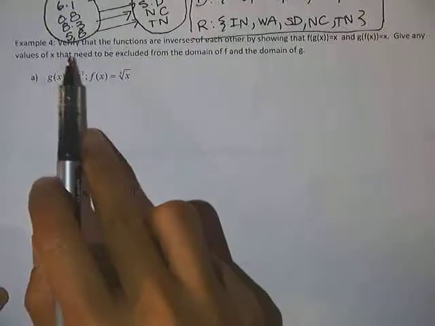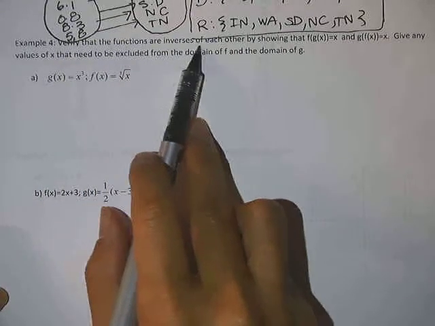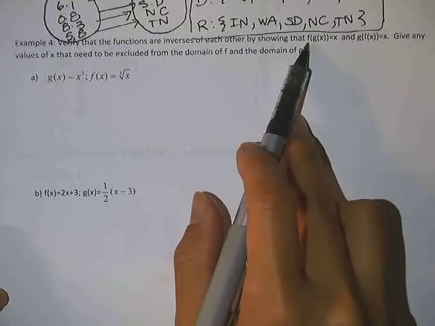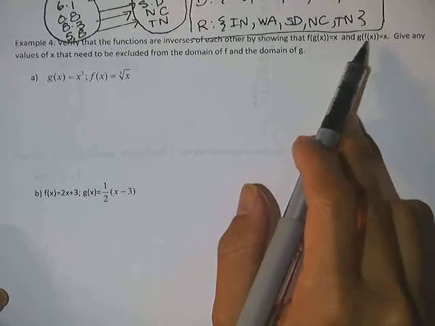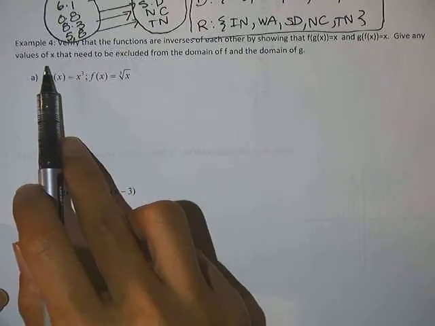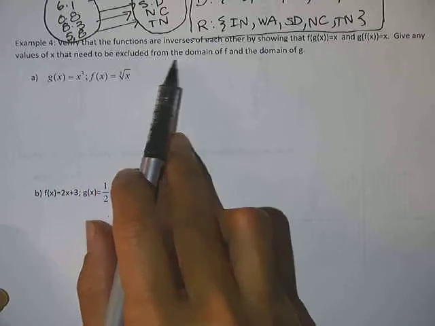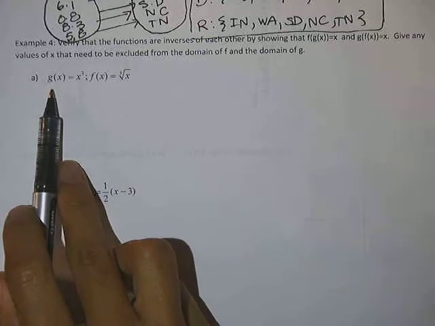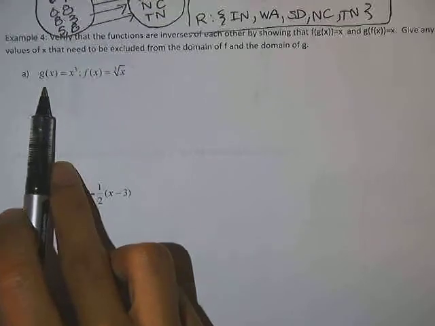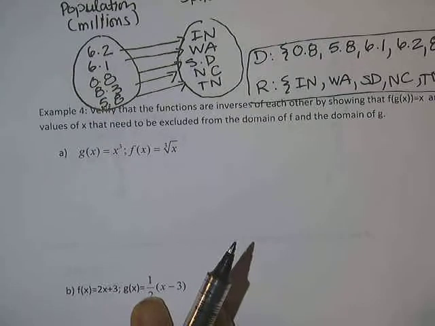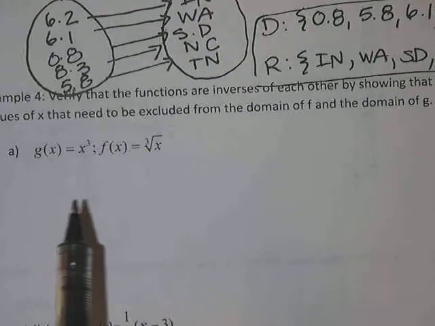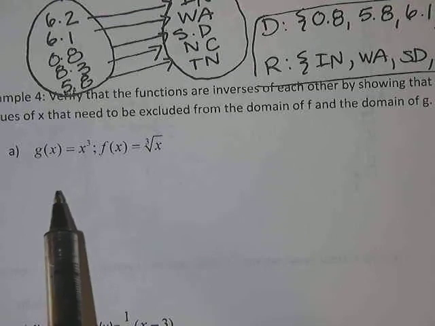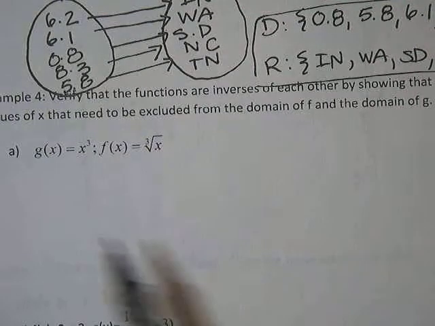Example 4. Verify that the functions are inverses of each other by showing that f of g of x equals x and g of f of x equals x. Give any values of x that need to be excluded from the domain of f and domain of g. So here's, let me zoom in really quickly. Alright, so it says that before you verify, tell the exclusion or find the exclusion of the domain.